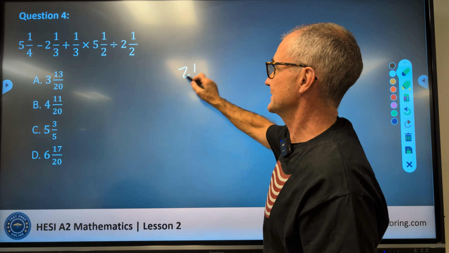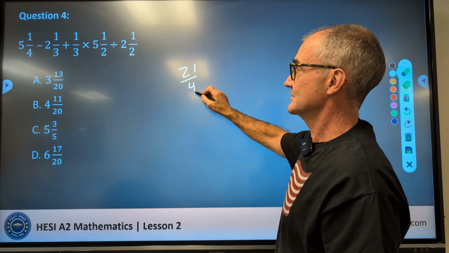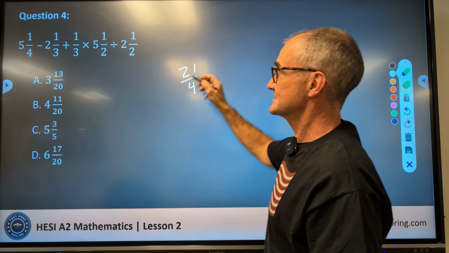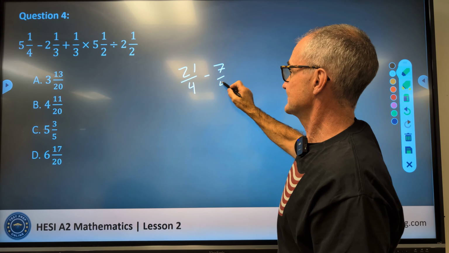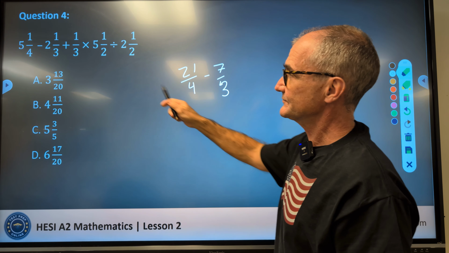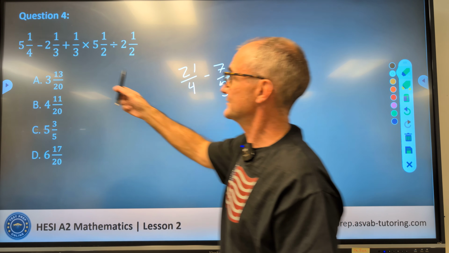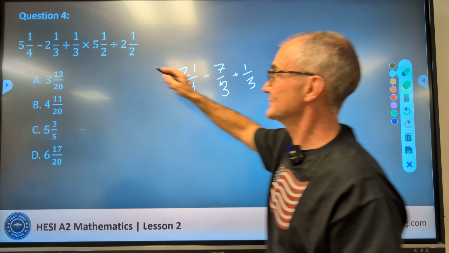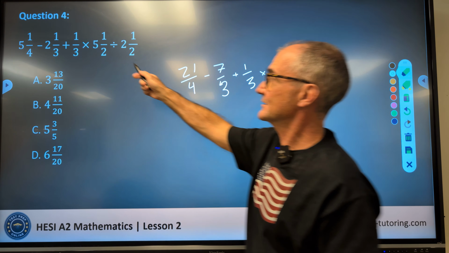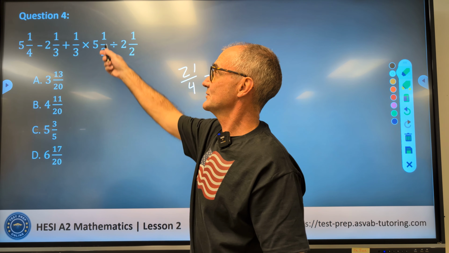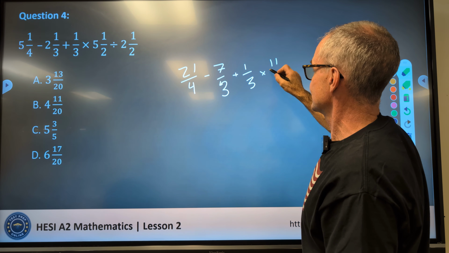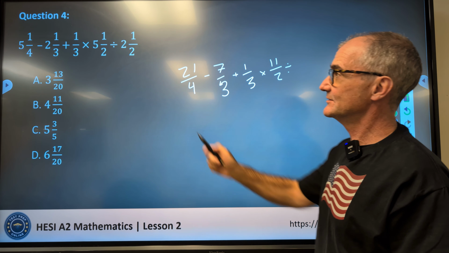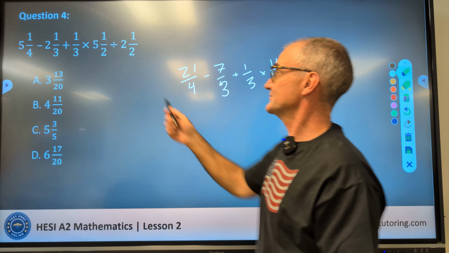becomes 21/4 minus 2 times 3, 6, plus 1, 7/3, plus 1/3, times, and then I got to go 5 times 2, 10, plus 1, 11/2, divided by, we'll keep it as a divided by for now, 2 times 2, 4, plus 1, 5/2.